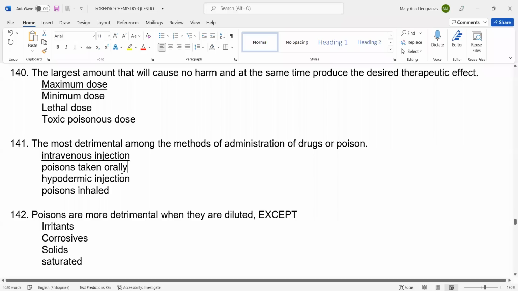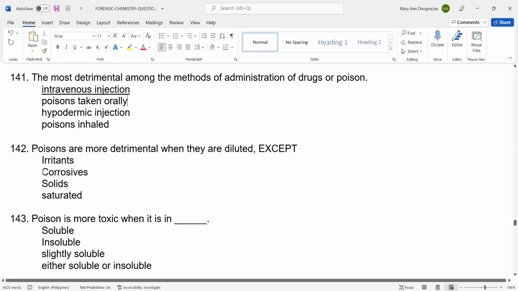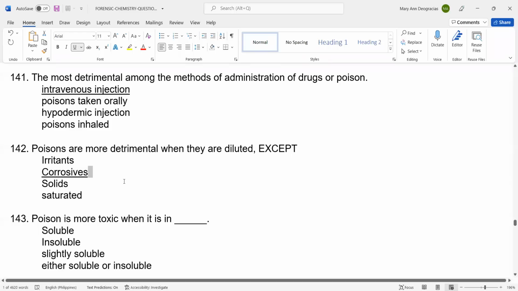Alright. Poisons are more detrimental. So, mas delikado daw ang poisons pagka diluted sila. Pero may exception yan. Okay, is it irritants, corrosives, when the poison is solid or when the poison is saturated? Okay, the answer is corrosives. Oh, wait lang. Okay, corrosive poisons. Ano ba mga example kasi ng corrosive poisons? Acids. Ba mas delikado ang acid pag purong-puro, di ba? So just like the effect of muriatic acid.